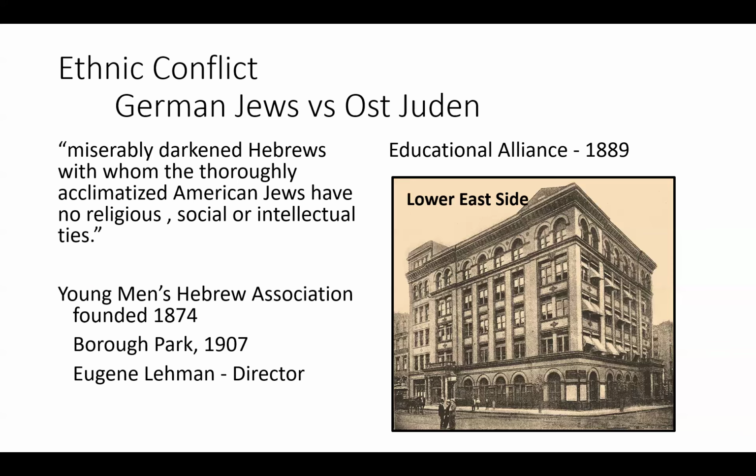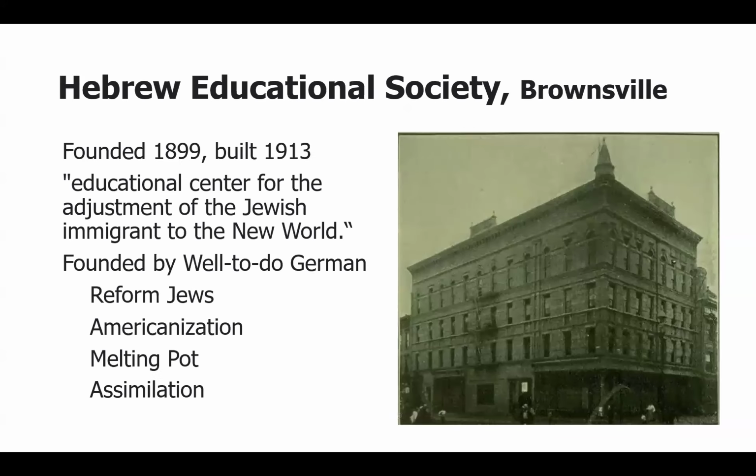Other Jewish organizations established in Brooklyn to civilize, as many German Jews would say, were the YMHA, Hebrew Association in Borough Park, sponsored by wealthy German Jews. This was the Hebrew Educational Society in Brownsville, founded 1899.